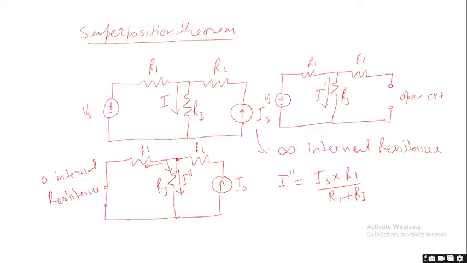Now we'll have I dash due to Vs and I double dash due to Is, and the total current through this R3 will be I is equal to I dash plus I double dash, meaning the algebraic sum of the currents due to separate sources. So I dash here is the current due to the voltage source only, and I double dash is the current due to the current source only. So like this we can calculate the current supplied by many sources in a single branch while the sources are of different types.